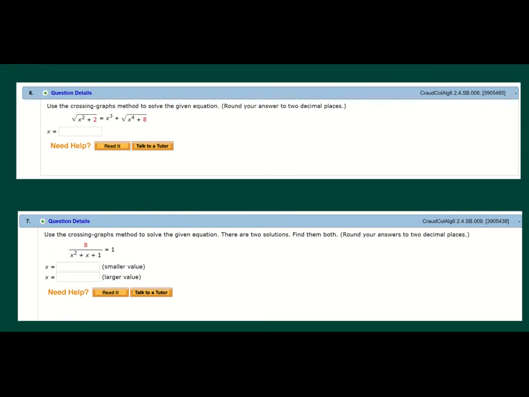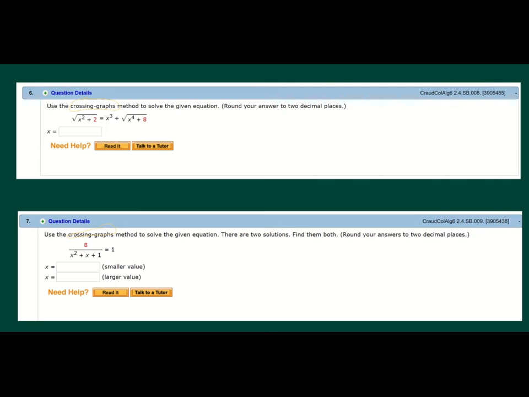This is another set of questions, number 6 and 7, that have to deal with the crossing graphs method. It tells you straight away that that's the method that you need to use in order to solve these nonlinear equations. We're using this graphical approach because it's a lot easier to have the calculator do the work than for you to have to learn all of the different methods for solving nonlinear equations. We will learn more about them later in the semester. For now, I want you to learn this graphical approach.